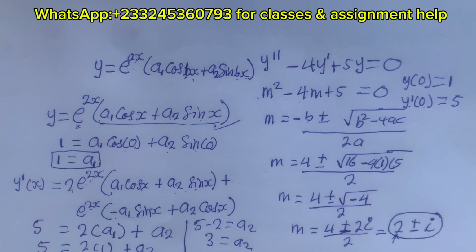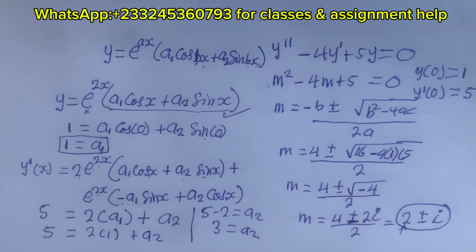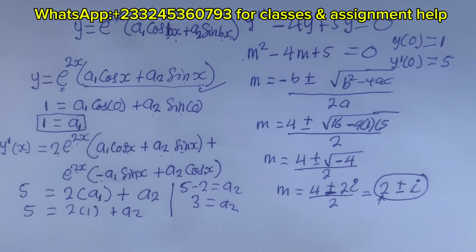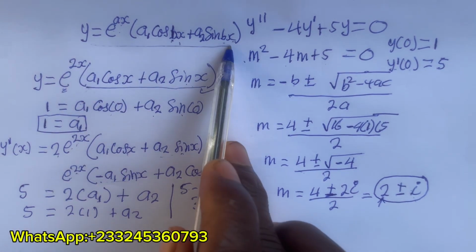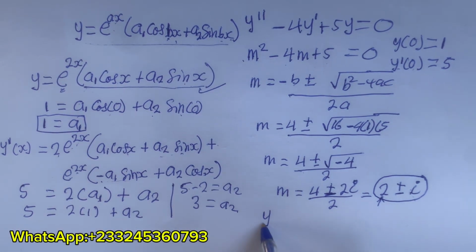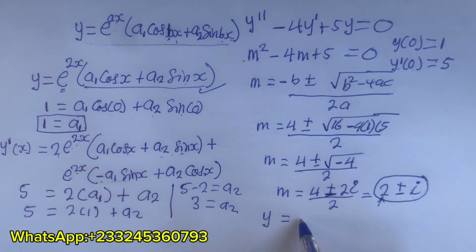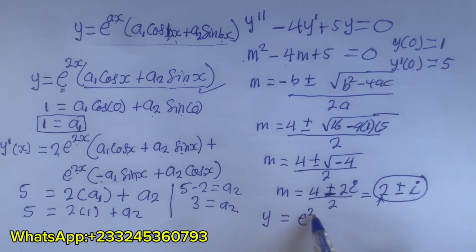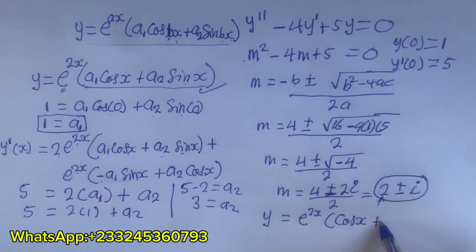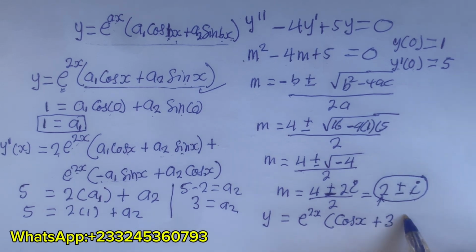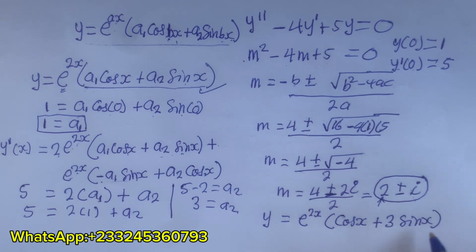So we can write the particular solution. So let's find some place here and write the particular solution with this. We're going to have y equals e to the power 2x into a1 is 1, so 1 times cosine of x gives us cosine of x, plus a2 is 3, so we have 3 times sine of x as the particular solution.